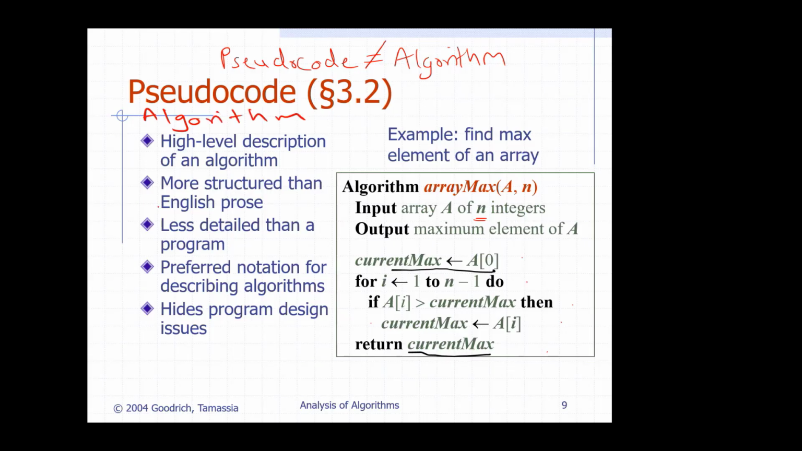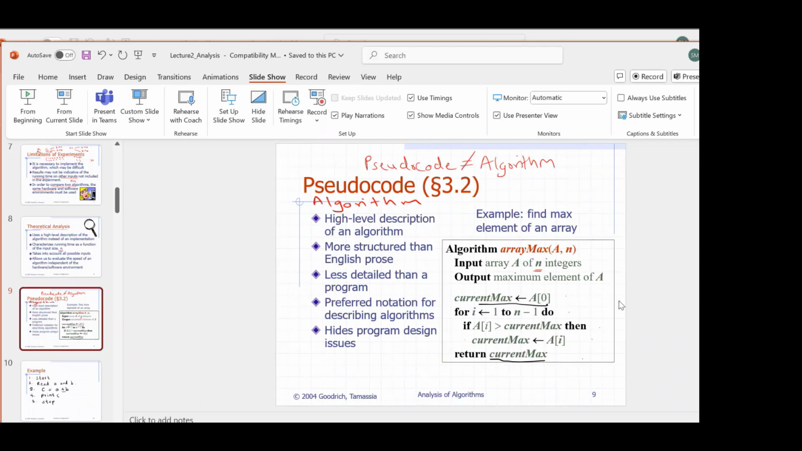So this we saw last time. It is a high-level description of the algorithm that we are going to implement, and it is more structured than English, but is less detailed than a program, and is the preferred notation, and it hides program design. So it is written in this manner. It is called pseudocode. So let's go through this example. So this is again kind of more structured. We can have a little flexibility and rewrite this algorithm in our own way.